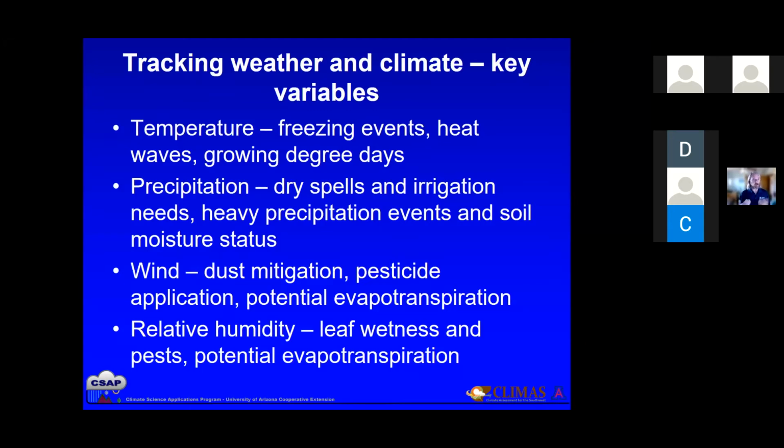Then wind becomes really important in thinking about dust mitigation, pesticide application, and then calculation and monitoring of potential evapotranspiration, which we'll take a couple of slides to talk about. And then relative humidity, thinking about leaf wetness and pests. If you're getting dew, and even in frost situations where you could get a hard frost, knowing what the relative humidity and dew point levels are. It also feeds into our calculation of potential evapotranspiration.